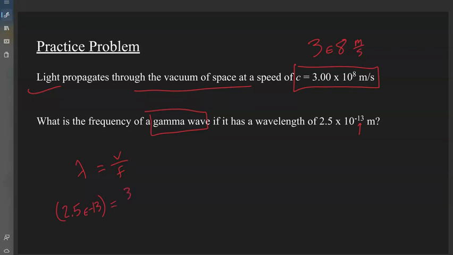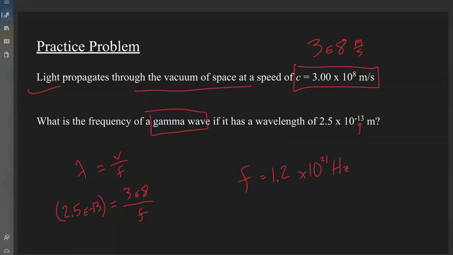Velocity of light is 3 times 10 to the 8th meters per second. We don't know our frequency, so you solve for f, frequency. And in this case, we get a frequency of 1.2 times 10 to the 21 hertz.